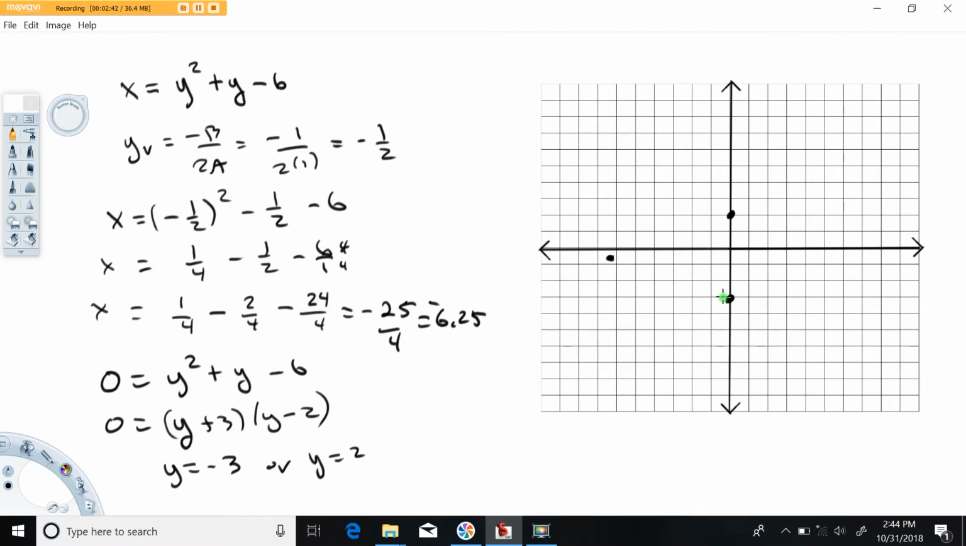Okay. And that's enough to sketch this. You know, before I sketch it, let's go ahead and get where it crosses this axis as well. You'll notice here, if you put 0 in for y, you get negative 6 out for x. So 1, 2, 3, 4, 5, 6. So that's right there. That one more point's a little tiny bit of help. Let's go ahead and now sketch our parabola.